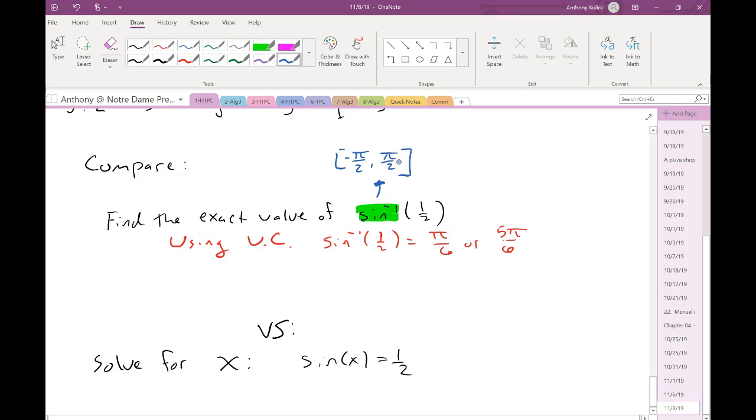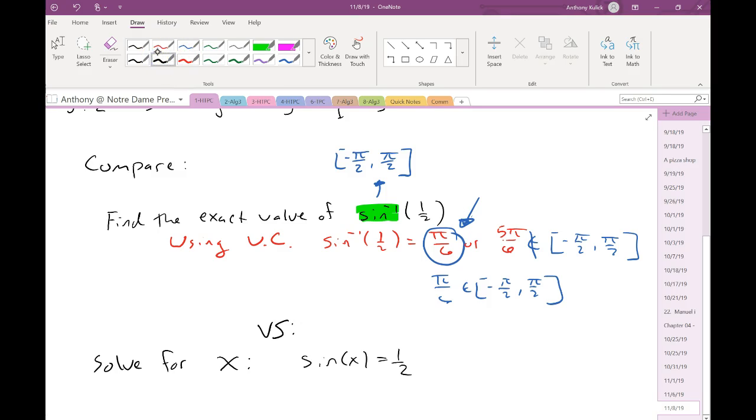So do we want both of these two answers that we retrieve from the unit circle? No. Because you notice that 5 pi over 6 is not inside of the range. However, pi over 6 is. So we have just one answer for this, pi over 6. Everybody okay with that idea? Okay?